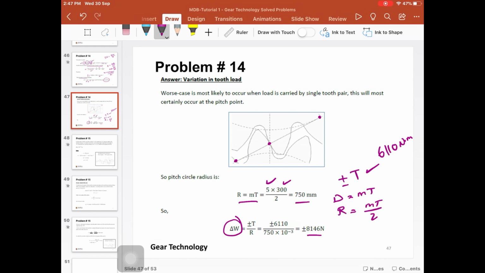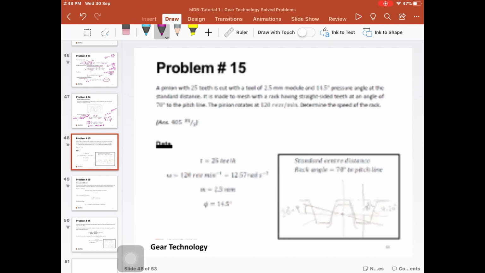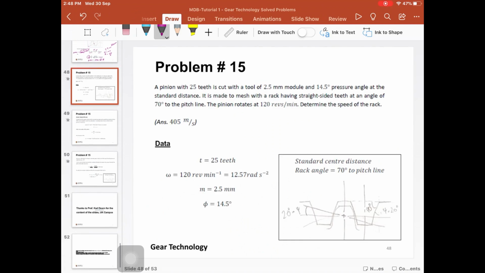Then delta WR is equal to delta WT by tan phi, and also delta WN is equal to the root of delta WT squared plus delta WR squared. Okay, right. So next and last problem.